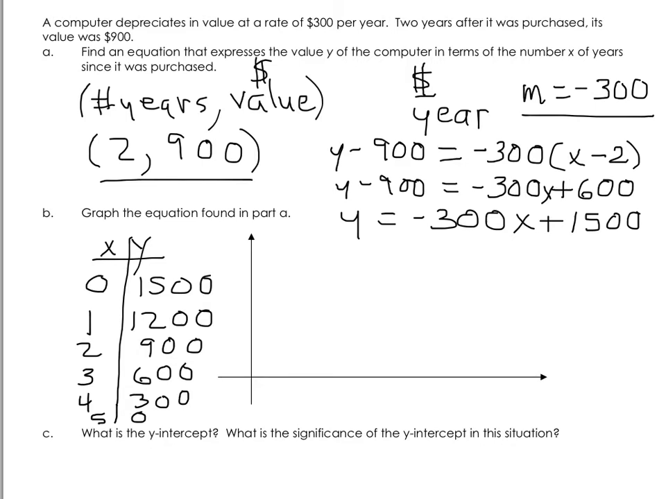So we want our x values. We're going to graph years, time, on the horizontal axis. So we want to go from 0 to 5: 1, 2, 3, 4, and 5. Our scale on our y-axis, we need for the values of y to go from 0 to 1,500. So we could say this is 500, 1,000, and 1,500. So it starts off at time 0, it's worth 1,500. We have (2, 900). We go down to (5, 0).